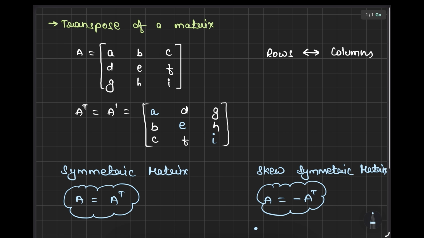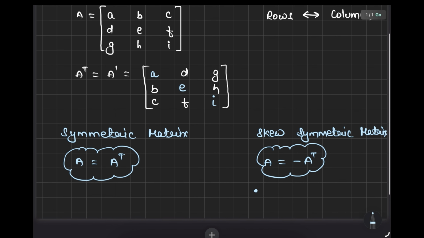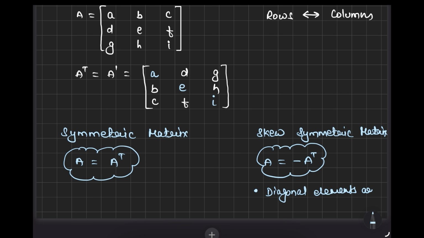Now you know that these elements are unchanged, and you also know that for a skew symmetric matrix A transpose should be equal to minus of A. It is only possible if these diagonal elements are 0, then only that minus sign will not affect. Correct? So can I say that diagonal elements are 0? So first you have to make sure that the diagonal elements are 0.